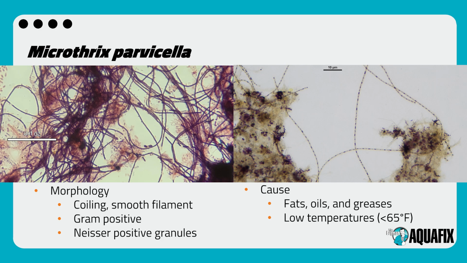And this one grows in the presence of fats, oils, and greases, and it likes lower temperatures in the sense that it tends to outcompete things when temperatures get a bit colder. It is a foaming filament, and so it's going to drive foaming within your system. It is unique in that it has these Neisser-positive granules when you Neisser stain the filament. So you can see a brown filament with these purple dots within it when you do the staining.